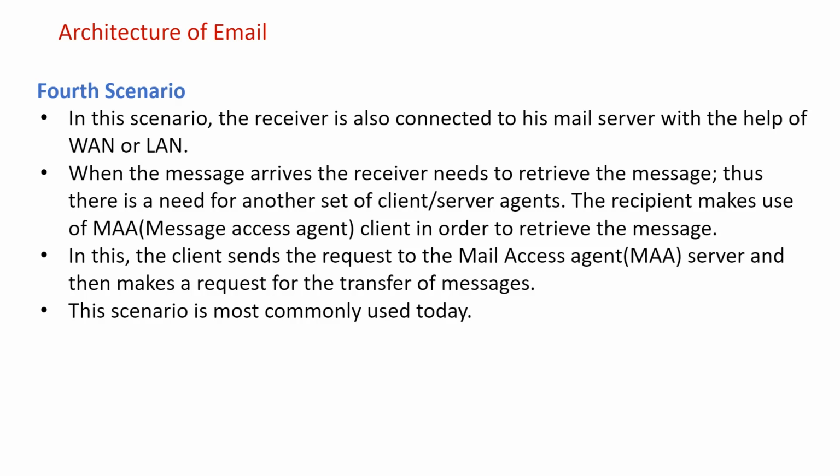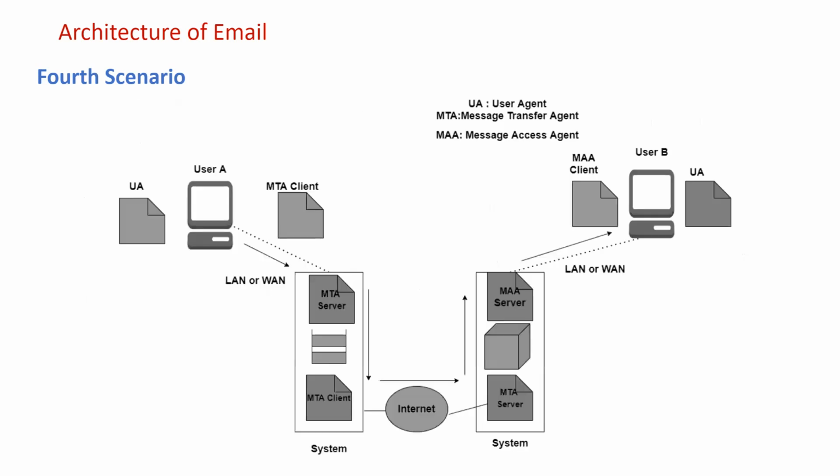And in this, what does a client do? The client sends the request to the mail access agent and makes a request for the transfer of the message. This is commonly used today. If I want to share a mail with anyone, we can't directly share it. If they are protected with any firewall or security, it will need access. Once you share any data, it will go to them and they'll ask for access. If they accept your request, then only it can be shared. So here you see the fourth scenario.